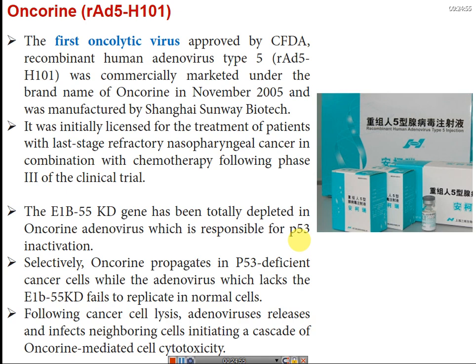It was initially licensed for the treatment of patients with late-stage refractory nasopharyngeal cancer, in combination with chemotherapy, following phase 3 clinical trials. Once this oncolytic virus is administered, following cancer cell lysis, the adenovirus is released into the cancer microenvironment, infects the neighboring cells, and initiates a cascade of cytotoxicity, leading to the lysis of the cancerous cells.